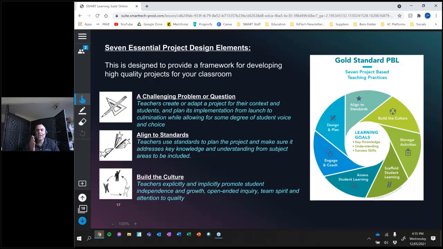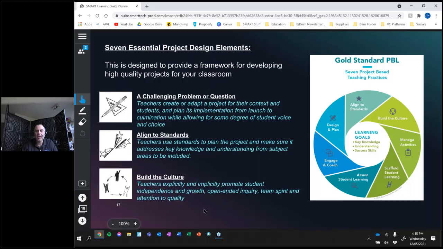Align to standards. So you need to use standards to plan the project and make sure it's addressing the key knowledge and understanding from the subject area that you're teaching. So when you're planning this, you have your key knowledge and understanding, your standards there, and make sure that your plan is constantly mapped to those. That way your project at the end can very clearly be mapped against the standards that you need to address as a teacher.